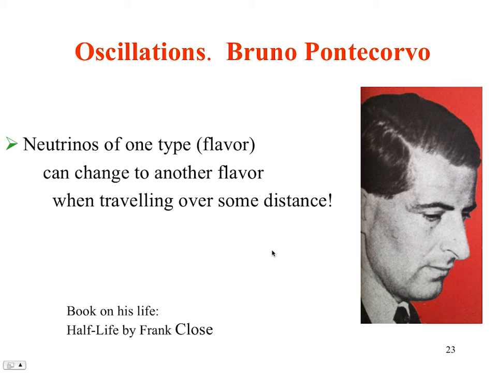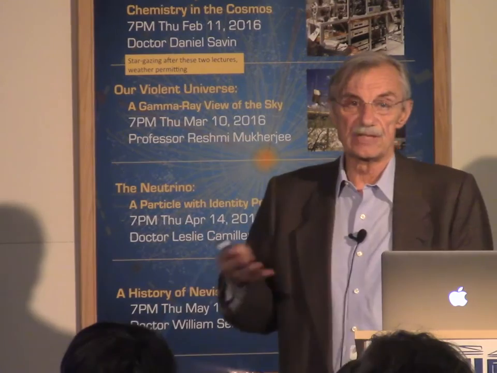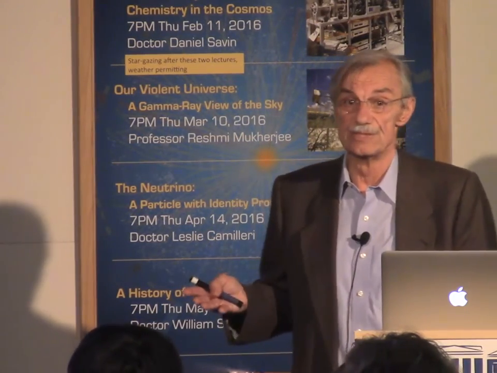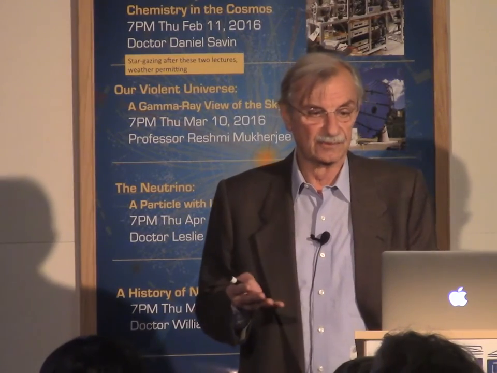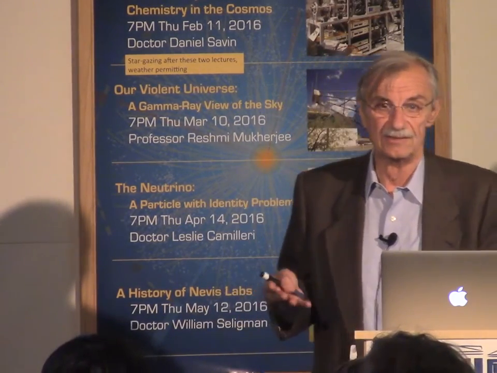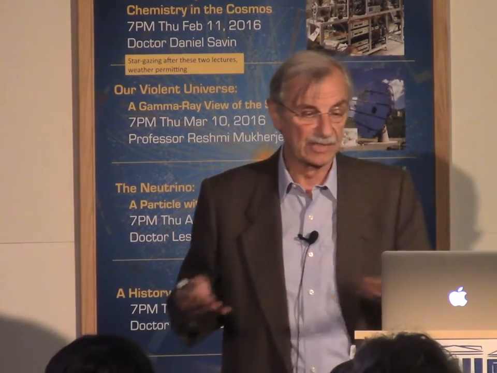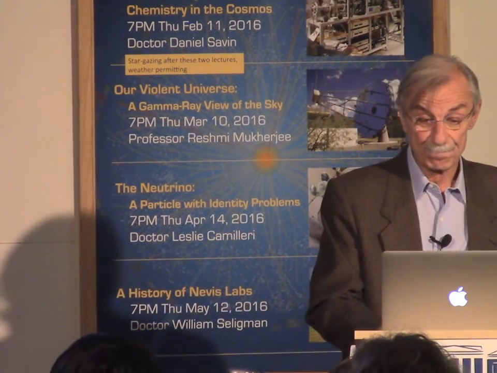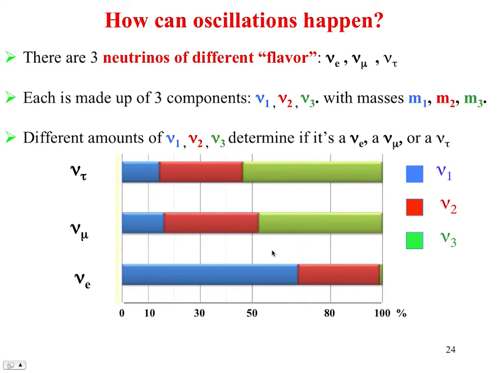And one possibility was suggested by an Italian physicist, Bruno Pontecorvo, who suggested that neutrinos of one type, or one flavor, could change to another flavor when traveling over some distance. Now, this is quite something. You really want to suggest something like that? Just think, you start in say a Honda and you end up with a Mazda after traveling some distance. Well, so how did he suggest this could happen?